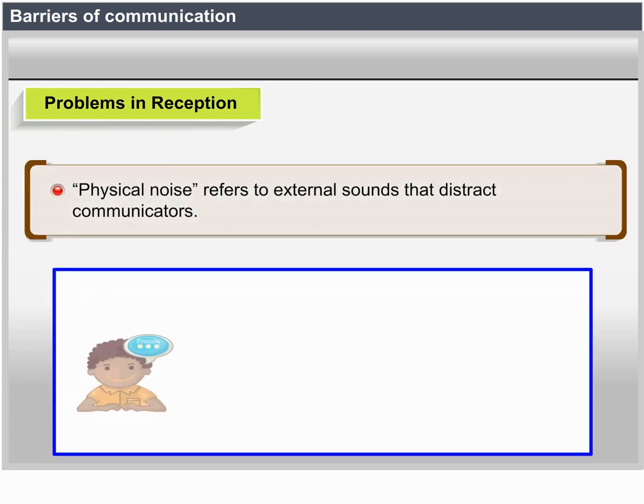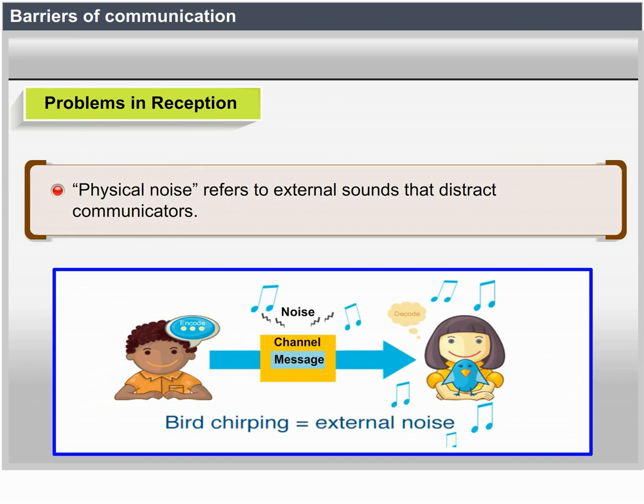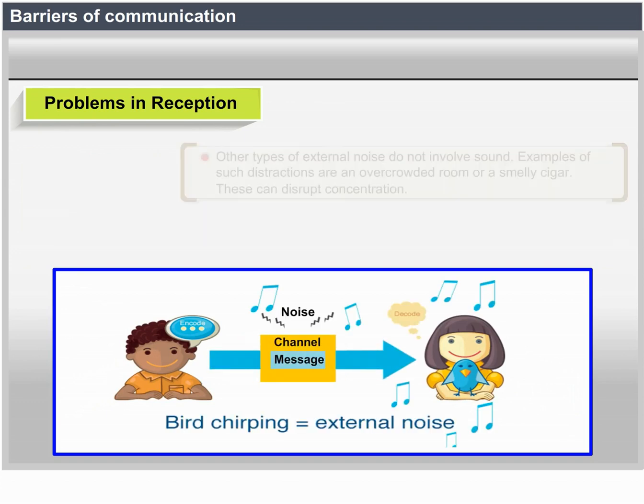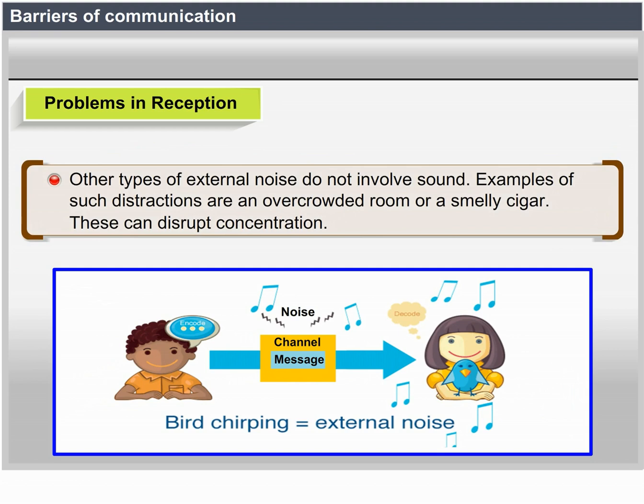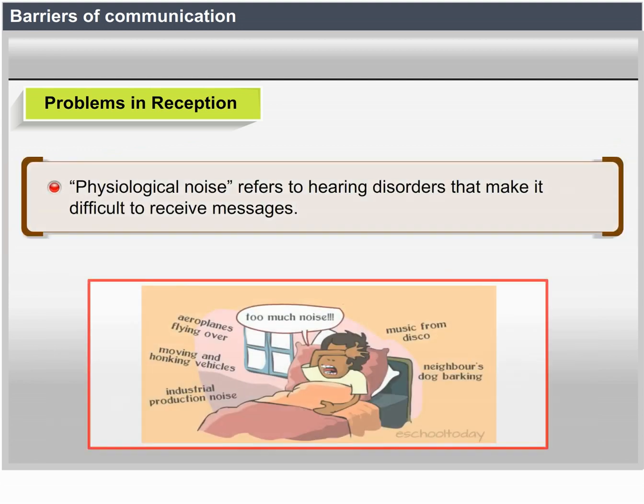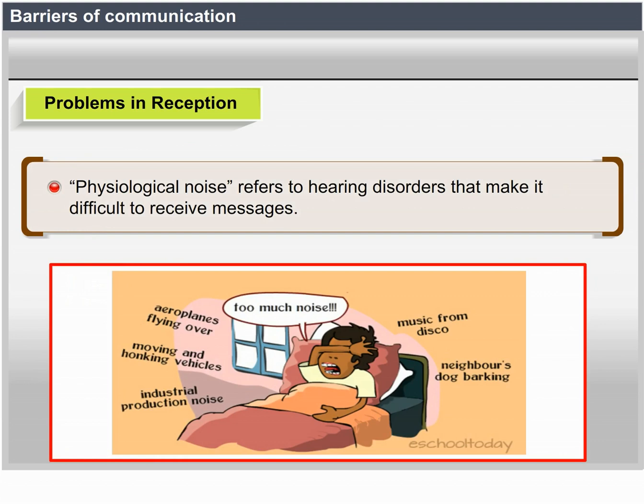Physical noise refers to external sounds that distract communicators. Other types of external noise do not involve sound. Examples of such distractions are an overcrowded room or a smelly cigar. These can disrupt concentration. Physiological noise refers to hearing disorders that make it difficult to receive messages.